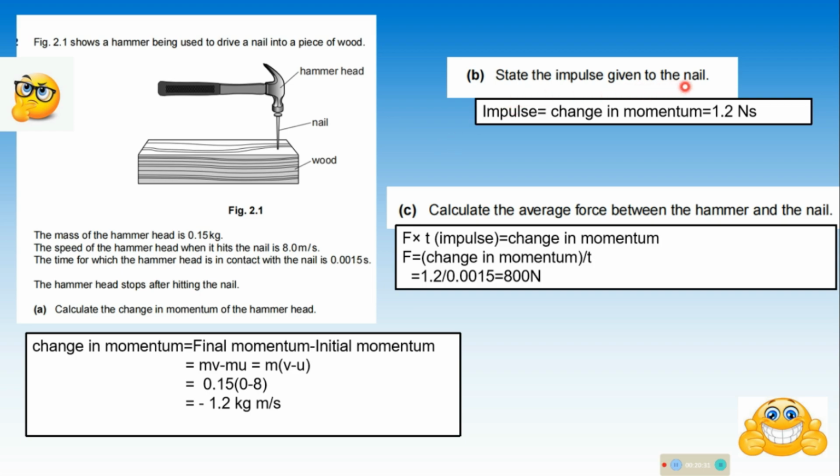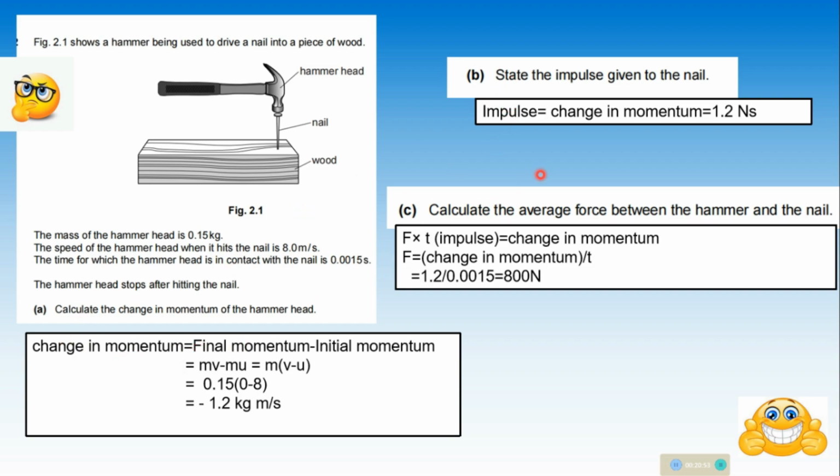State the impulse given to the nail. Impulse is equal to change in momentum. It is 1.2 Newton second. Impulse is force multiplied by time. So the unit will be Newton for force and second for time. Again, I suggest you please watch another video where we have discussed in detail impulse and the relationship of impulse with change in momentum.